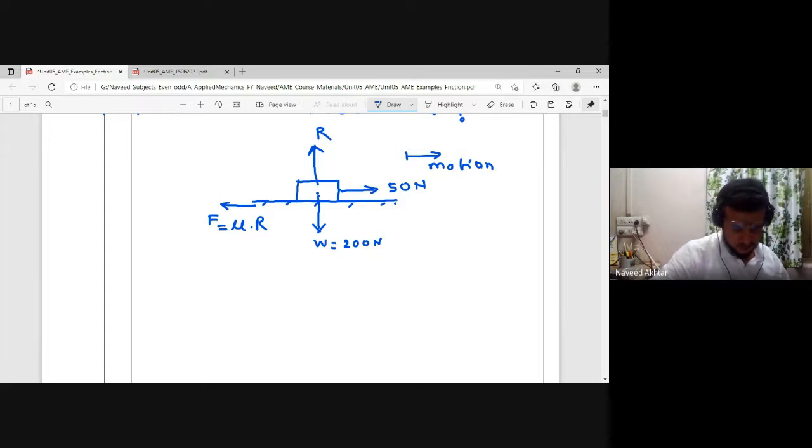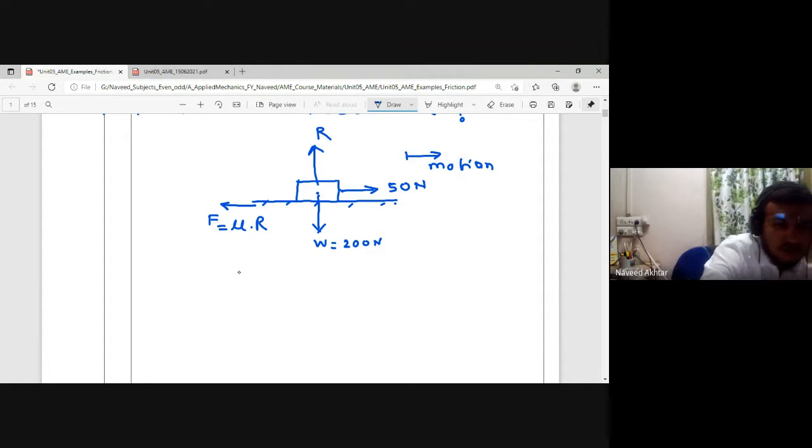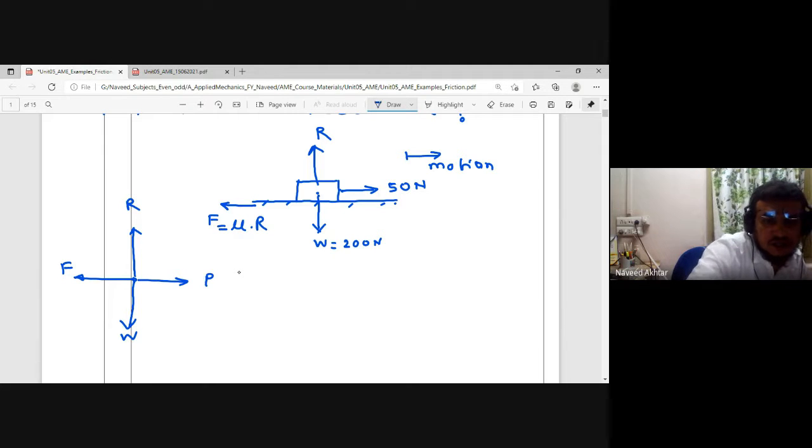So you have to make this free body diagram first. If you make the free body diagram, these are the forces. That is P, and opposite to P is the F. Then weight is the downward force W, and opposite to W is the R. That is the free body diagram of the example you are solving.